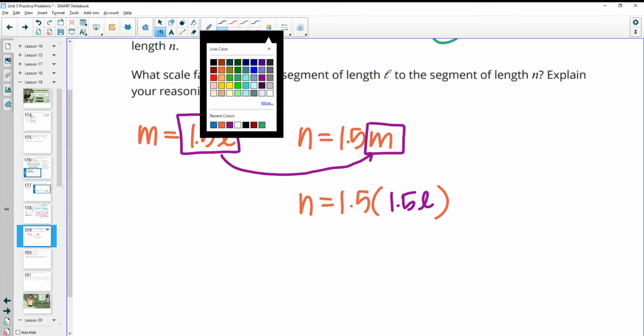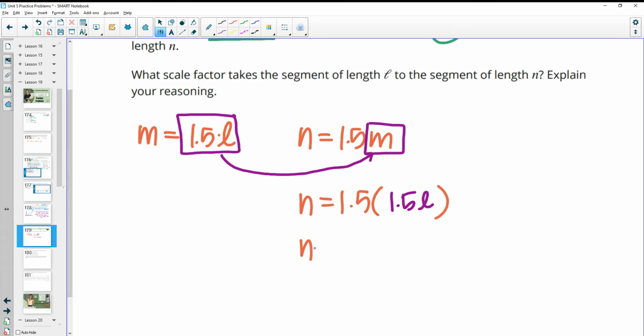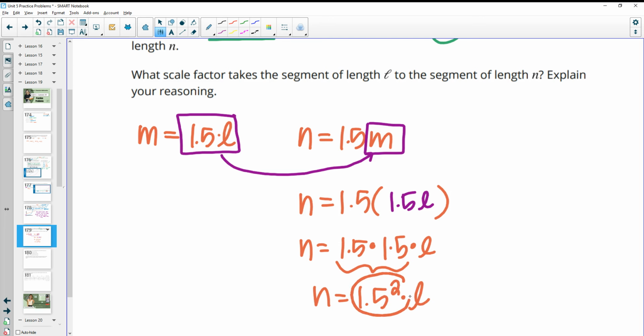And so if we look at this without the parentheses, we get 1.5 times 1.5 times L. And 1.5 times 1.5, we could write it as 1.5 squared times L. So this is our scale factor that takes us from the original L all the way to N. We take it times 1.5 squared, or you could say 2.25.